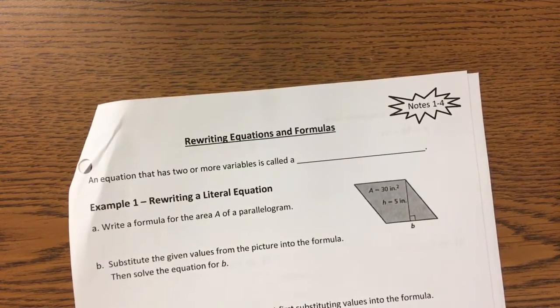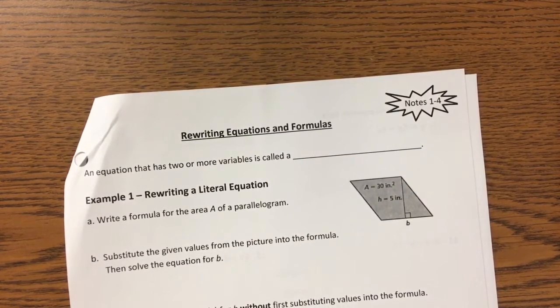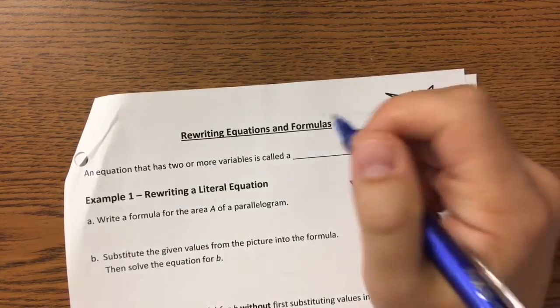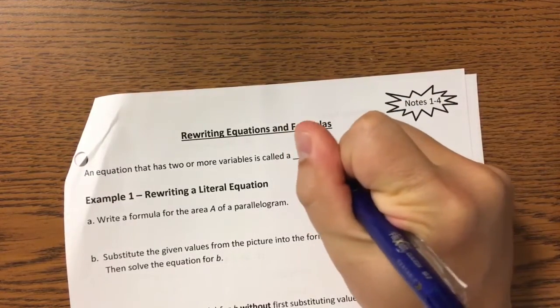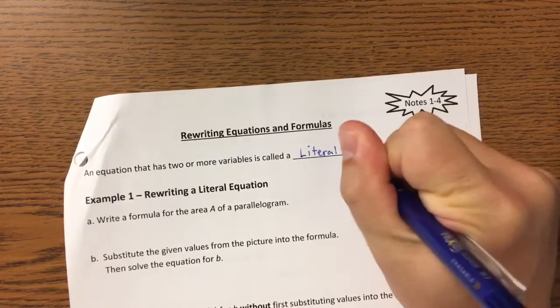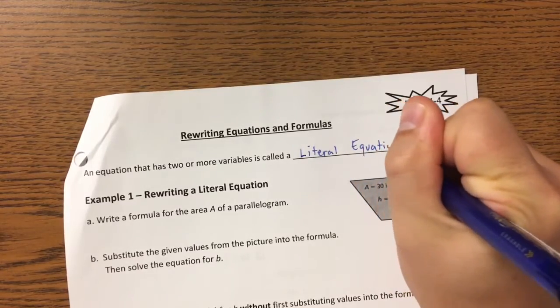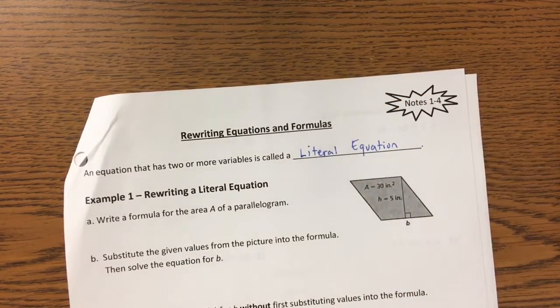Hey everybody, so today we are going to learn how to take an equation that has multiple variables in it and solve for one of those variables. So let's first define it. An equation that has two or more variables is called a literal equation. And really all that means is that you've got some equation or formula that has multiple variables in it.